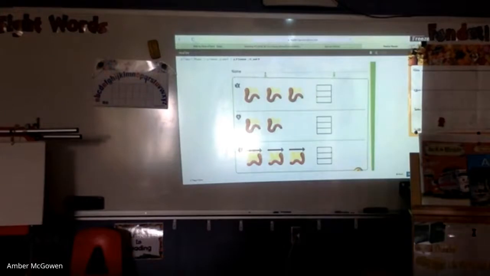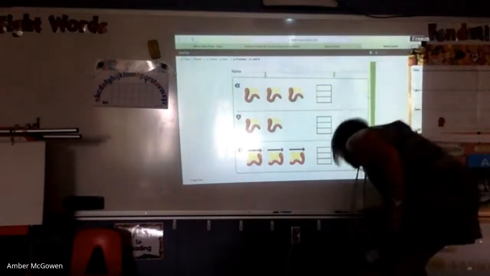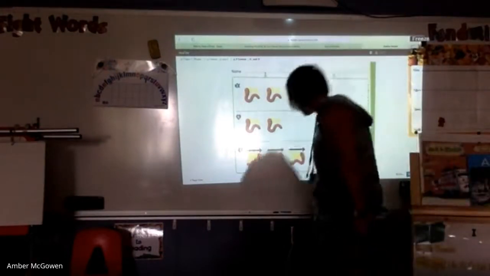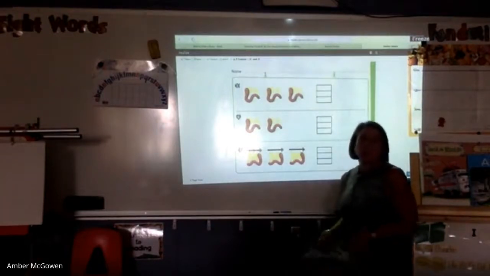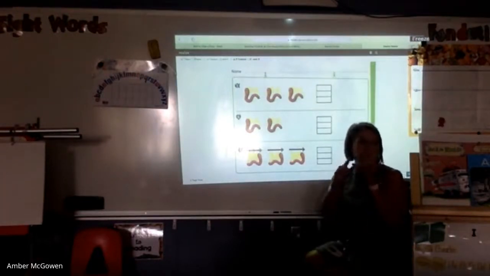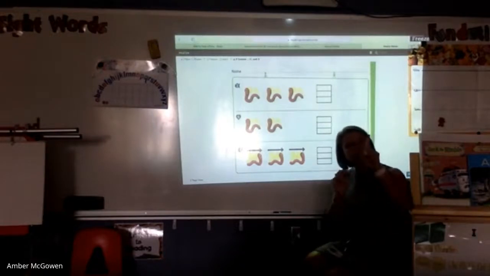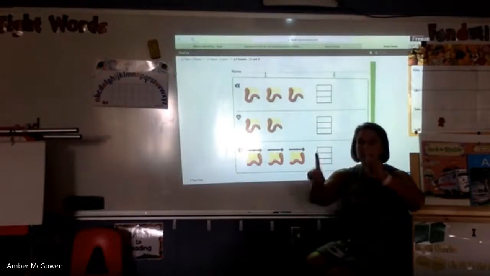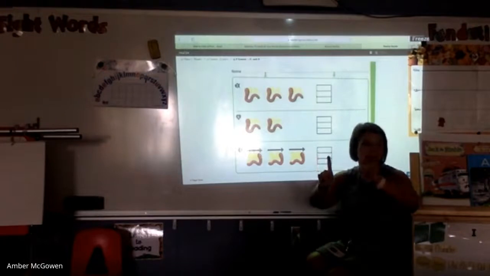So on this, we're doing the same thing. And what we're doing is called one-to-one correspondence. And I know that's a big word, but all it means is that each time you count one object, you're going to color in a box to show that. Right? Okay, so it's 1-to-1.